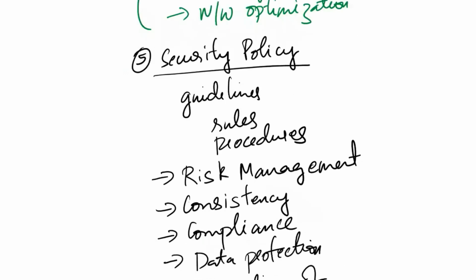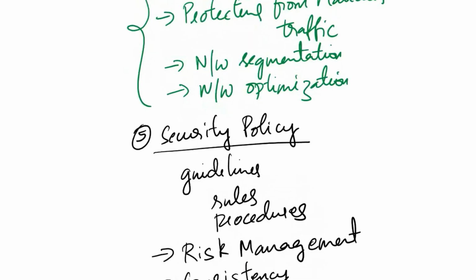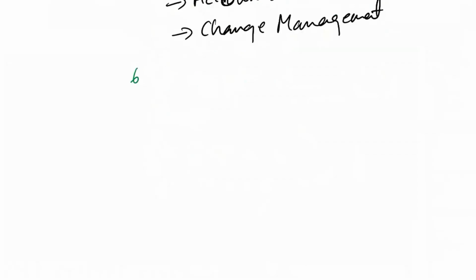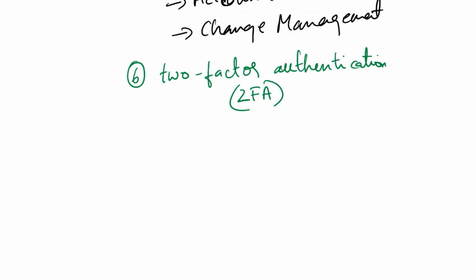So, in summary, security policies are essential for establishing a proactive and organized approach to information security. They protect against risks, promote compliance, and provide a roadmap for defending an organization's digital assets against a wide range of threats. Next question. Explain what is two-factor authentication. It is a security process that requires two distinct forms of identification before granting access to a system, application, or account. It acts as an extra layer of security beyond a traditional username and password combination.